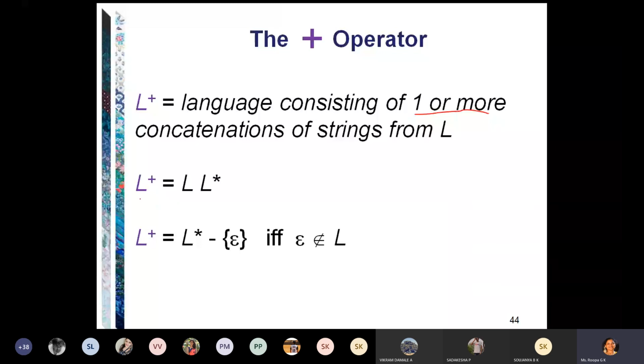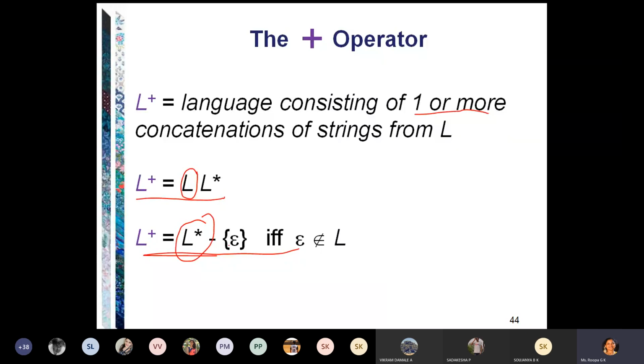L plus, we can define in this way: L concatenated with L star. L means one component, at least one component, concatenated with the 0 or more. So in another way also we can write L plus is given by L star, which includes epsilon.